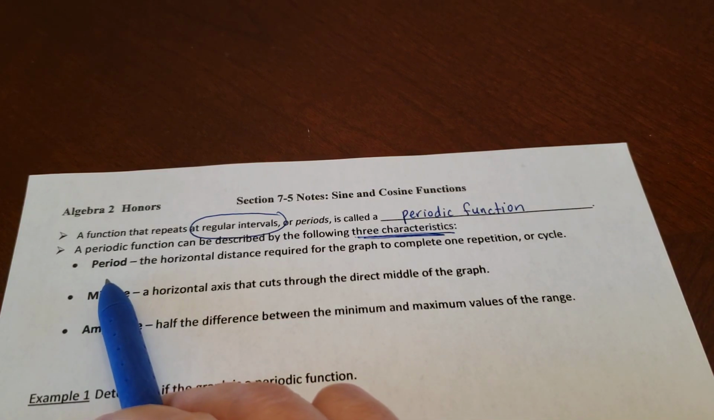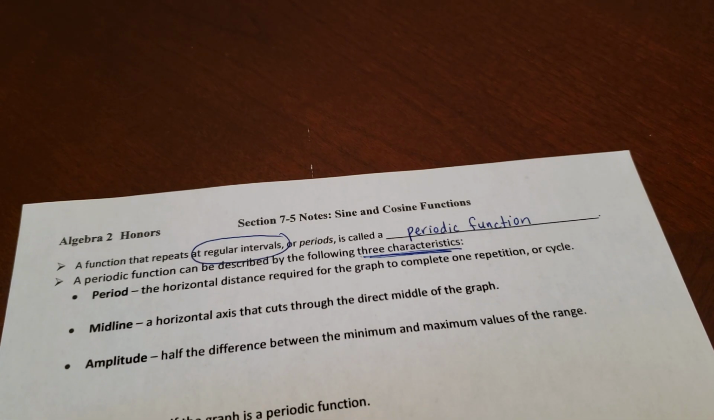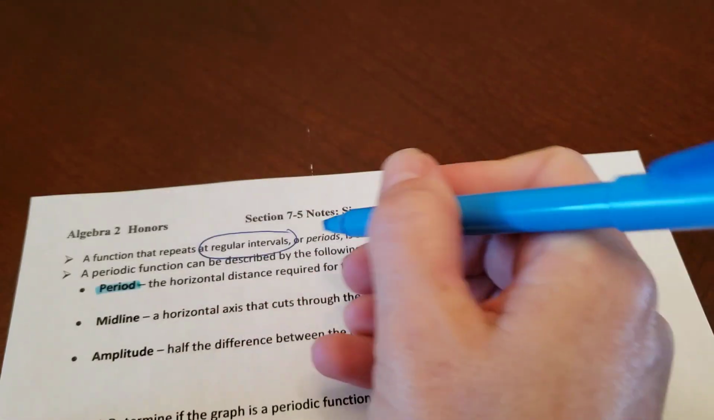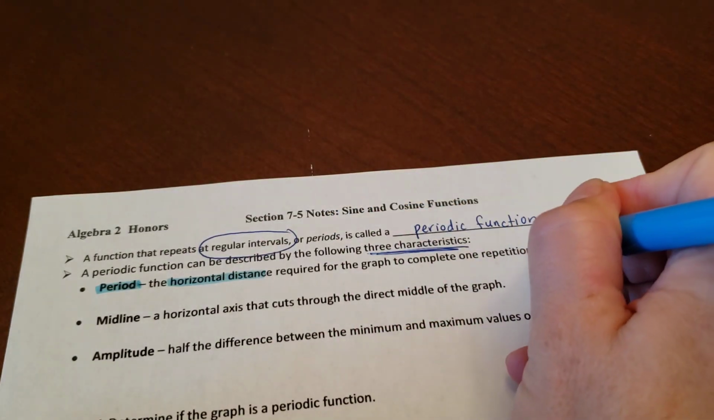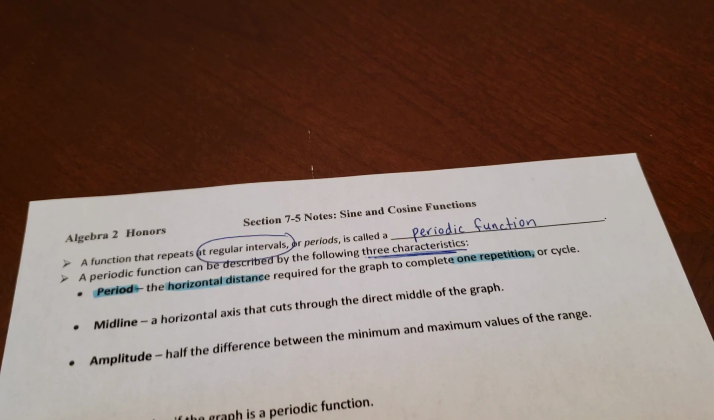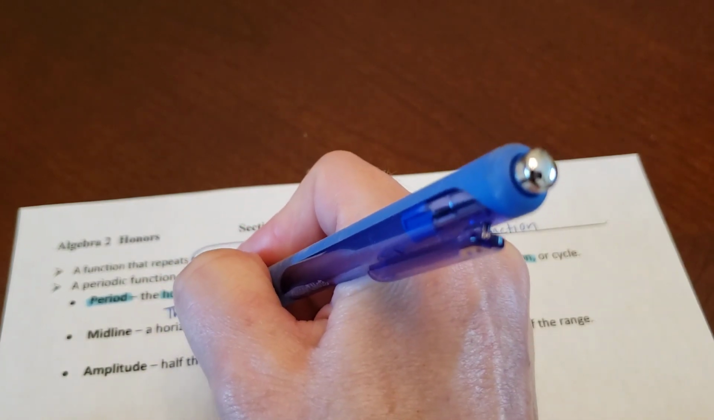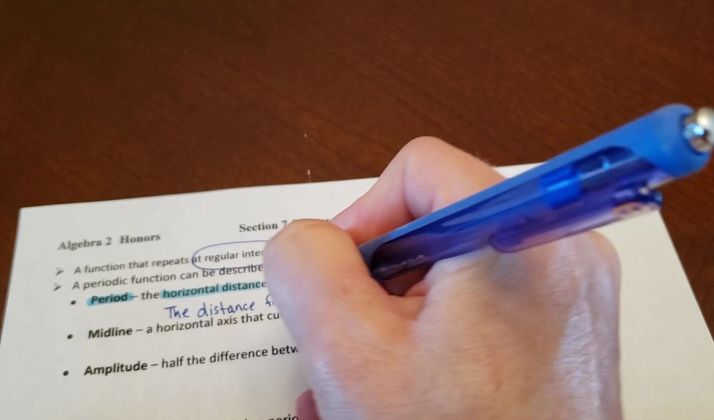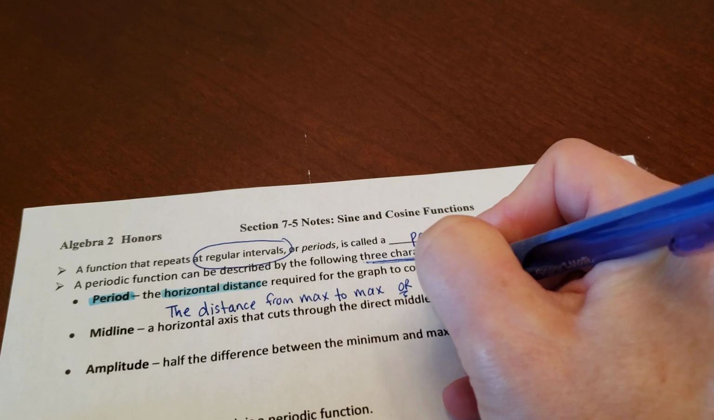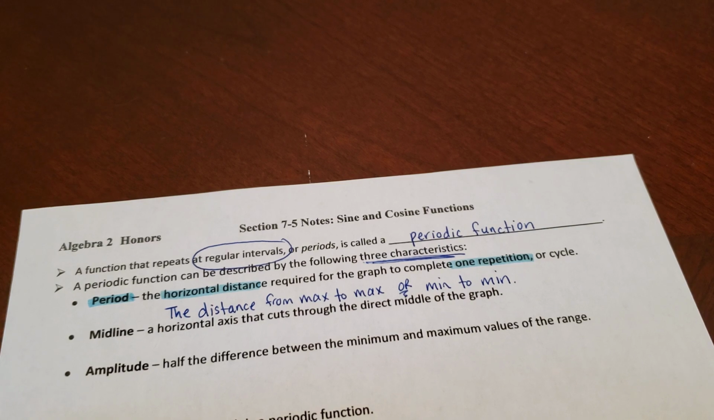First one is the period, and it's the horizontal distance for the graph to complete one repetition. So basically we want to find the starting and stopping. We want to see where it starts and stops. So this is like the distance from the max to max or min to min is another way to think of it. So the distance from the max to another max or a min to a min. And it'll make more sense once we actually go through and do an example.